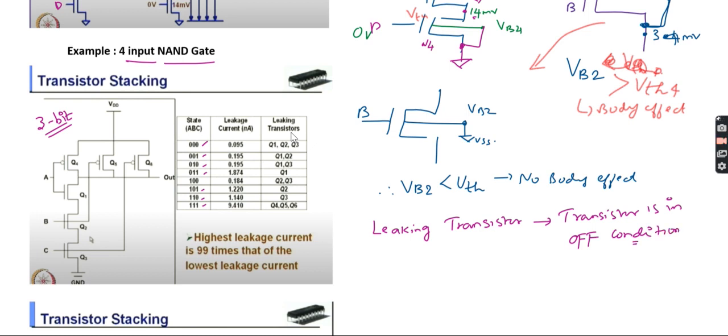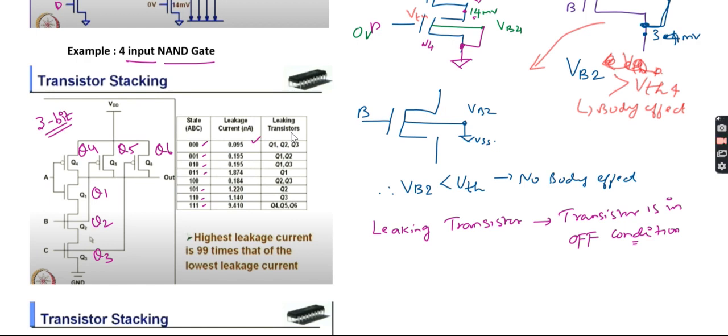This is Q4, this is Q5, this is Q6, this is Q1, this is Q2, this is Q3. When I give 0 0 0, Q1, Q2, Q3 will be in off state. These are the leaking transistors, because the P transistors will be on. At that time the leakage current is 0.095, a very small amount of leakage current when all the inputs are 0.